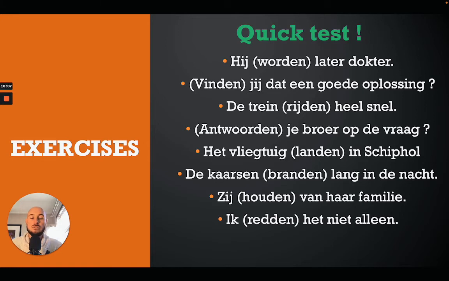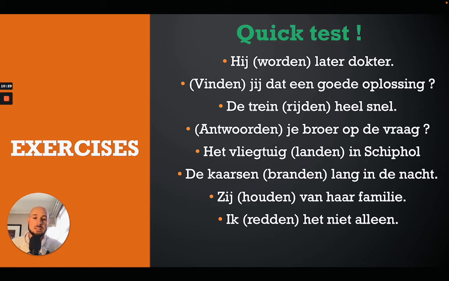So het vliegtuig, that would be our third singular. Landen, base of the verb land, ending with a D. Third singular, it's in front. If it's in the back, if there's inversion or not, we just have to add a T anyway. So land is written with DT. The next one is de kaarsen branden lang in de nacht.